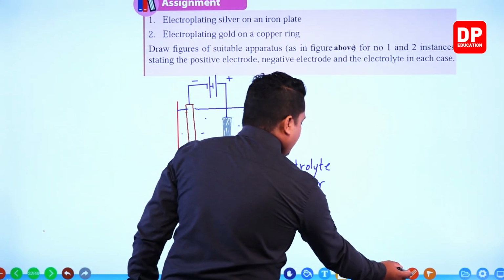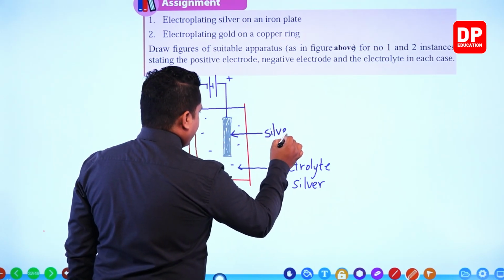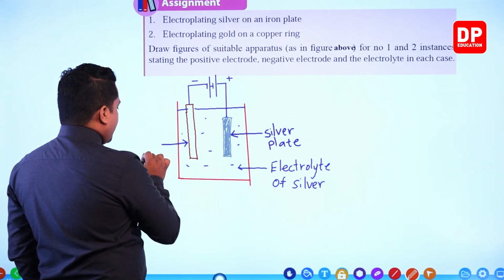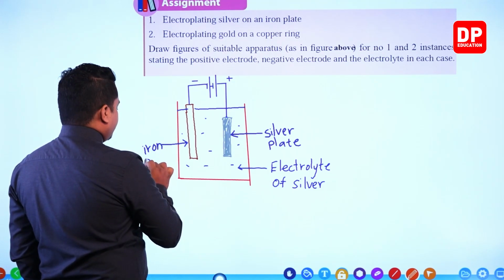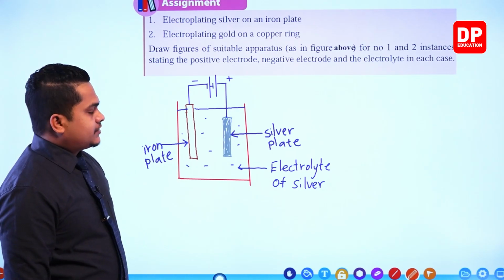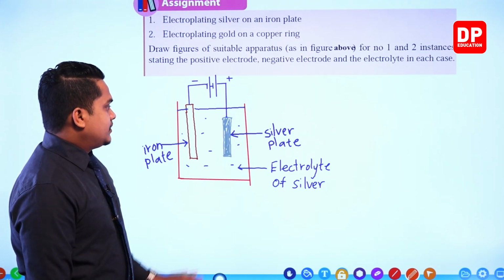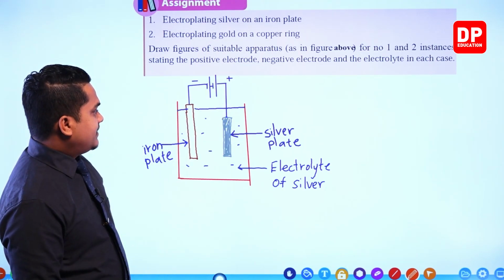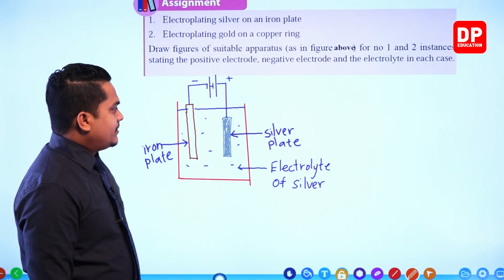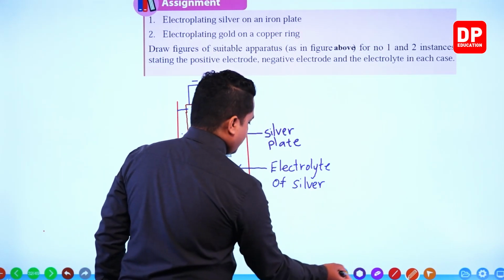So these key points are very important. Now this is the silver plate, and this one is the iron plate. So this is the diagram in plating silver on iron plate. So this is silver plate used as the positive terminal. This is the electrolyte of silver, and iron plate used as the negative terminal. So this is number 1. Then we'll draw the second one, my dear children.